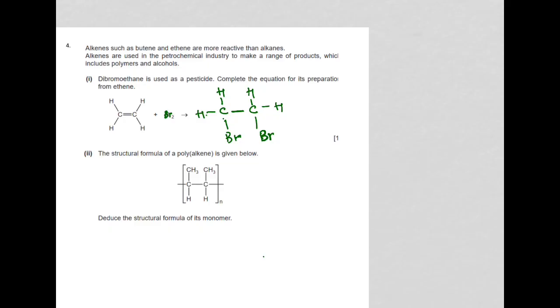The formula for the polyalkene is given. You have to deduce the monomer. So it's very easy. You're just going to repeat the same thing exactly as it is here, but instead of having single bonds, you will have double bonds. So this is the monomer.